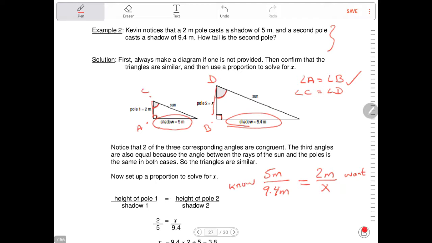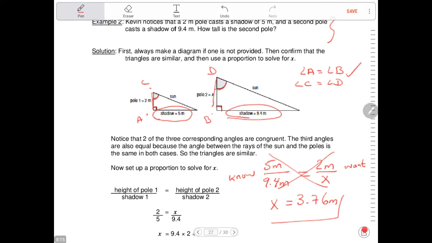Now we're going to use cross multiply and divide. Find the diagonal with both numbers. So it's going to be 9.4 times 2. Hit enter or equal, that's 18.8. And divide by the value you haven't used yet. So we divide by 5. That gives you an x value of 3.76 meters.